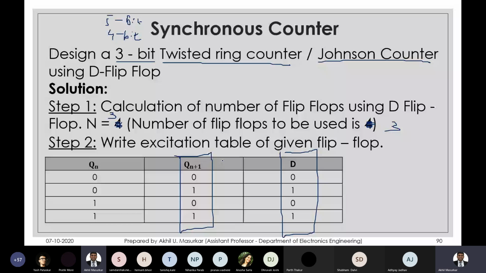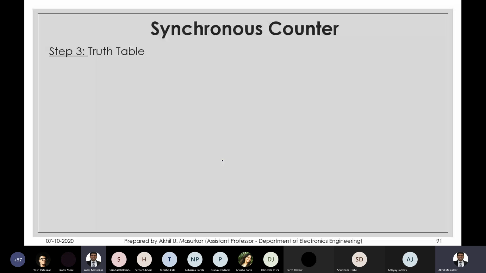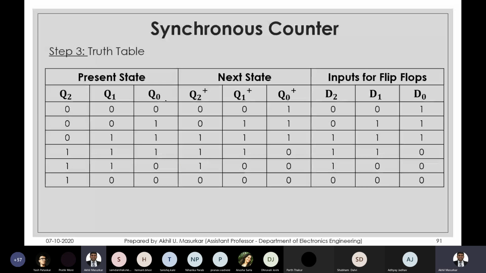Okay, let's go to step 3, that is the truth table. You can see from here, in the truth table, present state starts with 0. Then you insert a 1 from this side, so it becomes 1. Then you insert one more 1 from this side, so it becomes 3. Then one more 1, so it becomes 7. Then once all are 1, you insert 0. So this again becomes 6, and then this becomes 4.